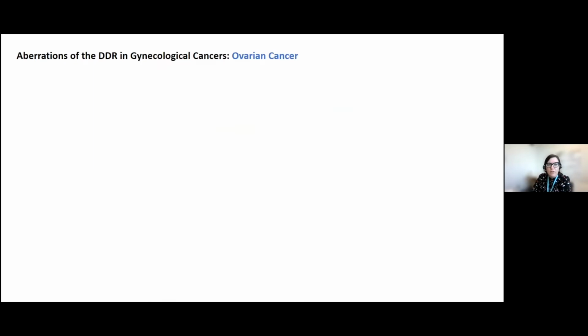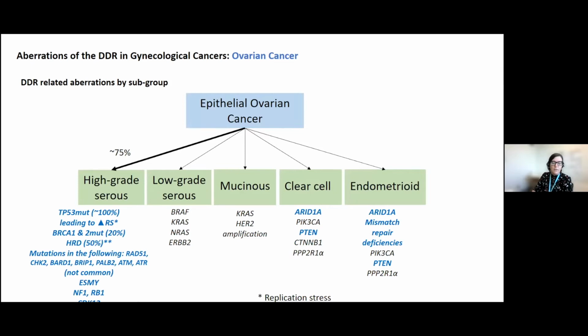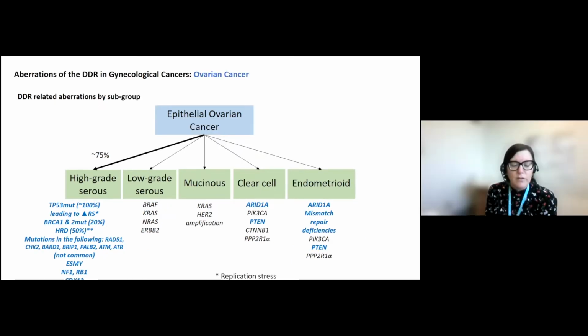So what aberrations in the DDR are common in gynecological cancer? If we start off with ovarian cancer and look at DDR alterations by subgroup, if we focus on high-grade serous, which is the most common type of epithelial ovarian cancer, we know that it's very rich with abnormalities in the DDR. Almost all of them are mutant p53, which we know can lead to loss of the G1/S checkpoint control and to high levels of replication stress. BRCA1 and BRCA2 mutations occur in about 20%, and then the wider umbrella of homologous recombination deficiency occurs in up to 50% of all high-grade serous ovarian cancers. We do see mutations in single genes that I've listed here, but they're not common, but we do see them.